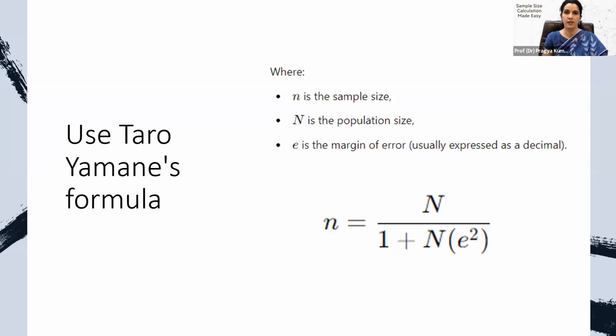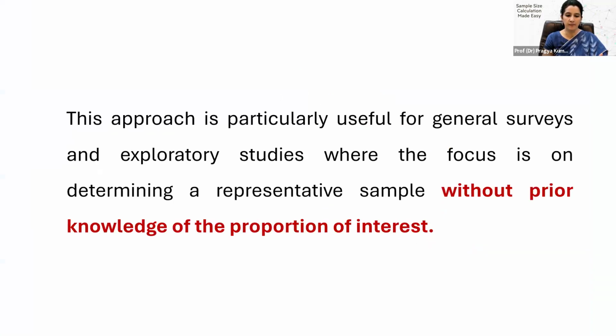sample size. Generally, this is calculated using 50% prevalence, because if you take 50% as prevalence, it gives you the maximum sample size. So this formula is based on taking the maximum variance into account. That's why when you don't have a proportion available with you, you can use this Taro Yamane formula for the calculation of sample size in case of a cross-sectional study. If you don't have prior knowledge of the proportion of interest, you can use this formula.